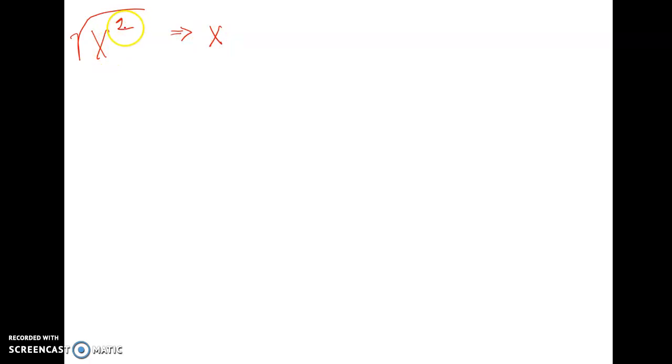Remember, that was x raised to the power of 2. So I'm returning the base in the same way that I had 2 raised to the power of 2 and I returned the 2. X raised to the power of 2 returns an x. What if I have an x cubed?